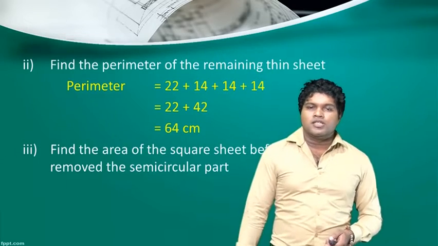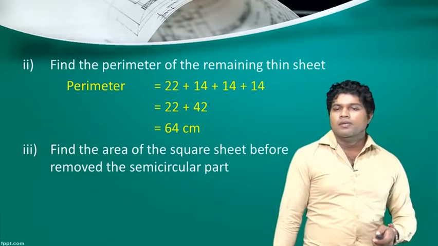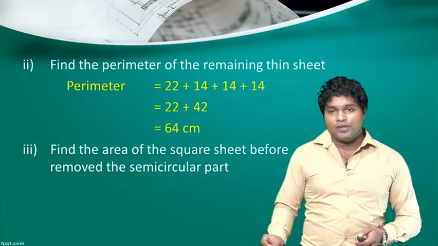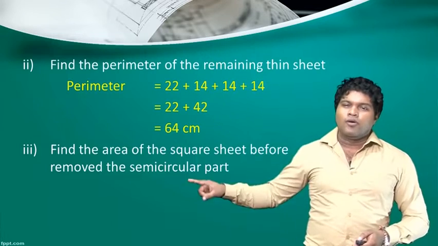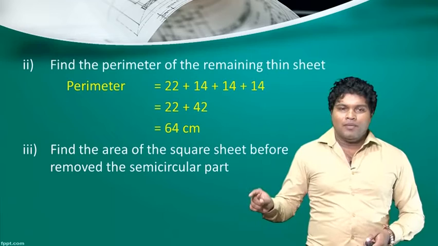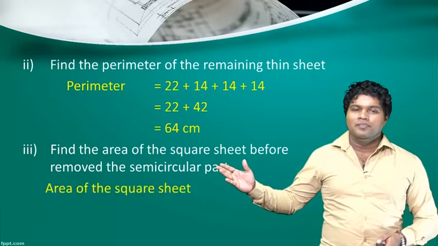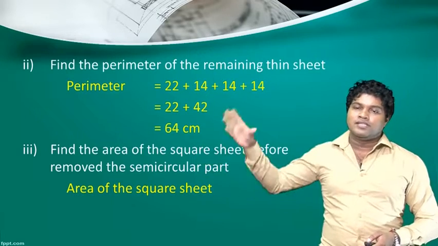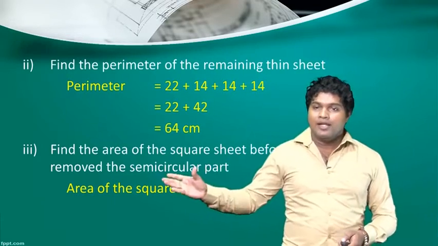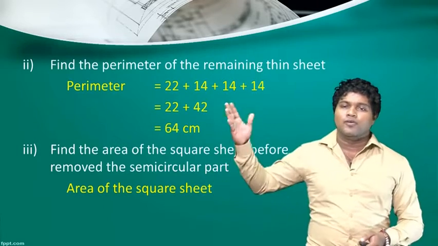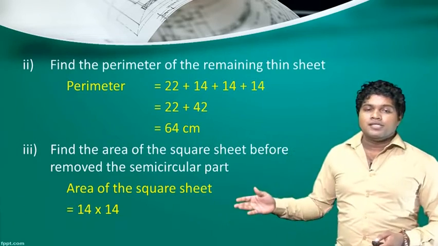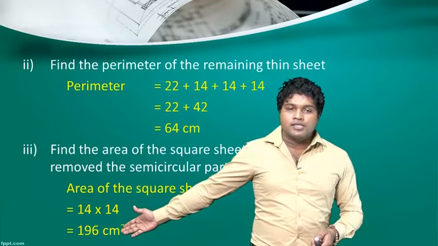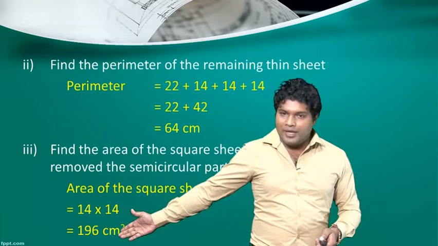Find the area of the square sheet before the semicircular part was removed. That means they expect the area of a square. Before removing the semicircular part, there was a square in the diagram. The length of the side of this square was 14 centimeters. According to that, you have to get length into breadth. It is 14 times 14, or 14 squared. Then your answer is 14 times 14 equals 196 square centimeters.